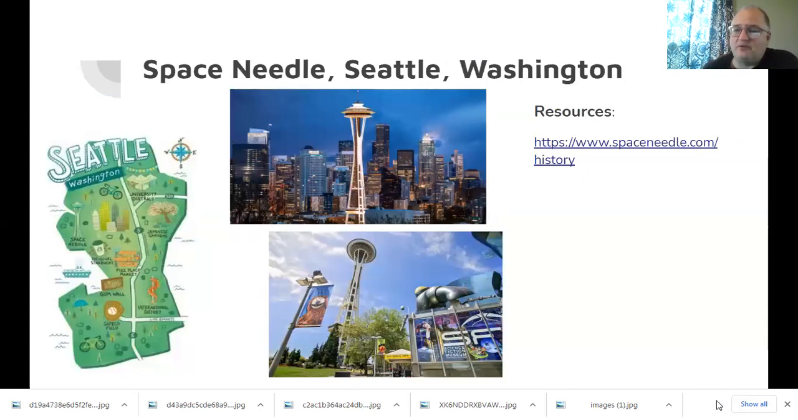Space Needle out in Seattle, Washington. My family and I did get to go there and view that. It is really, really interesting. The history behind that is fascinating on how that came about. So you might want to consider some of the stuff there to look at.